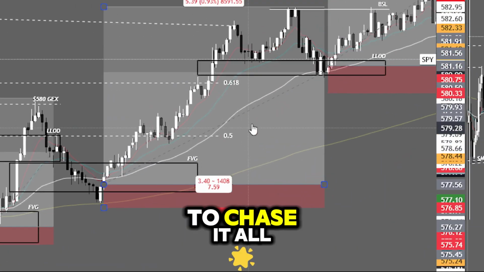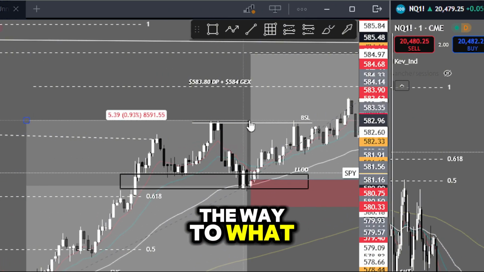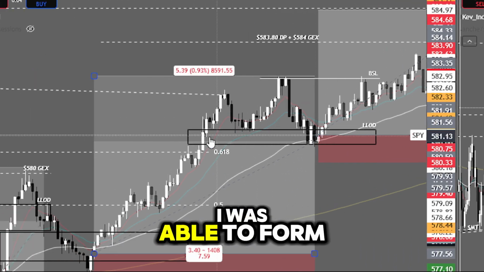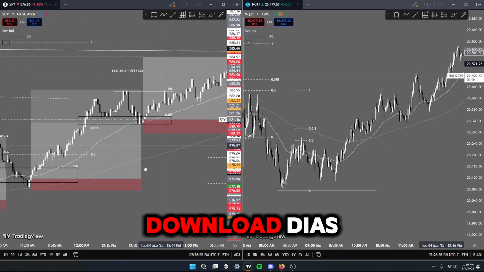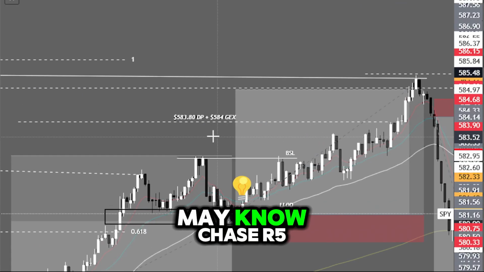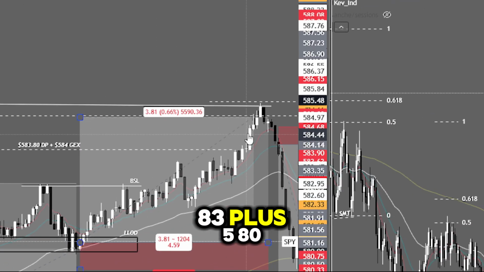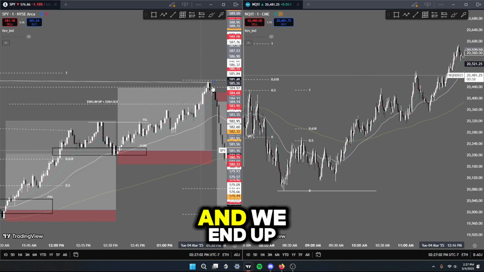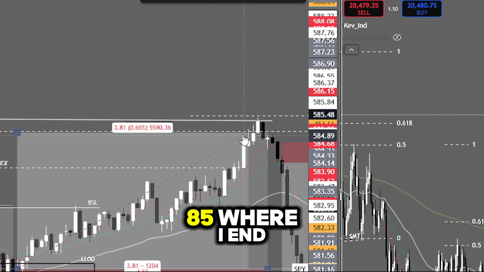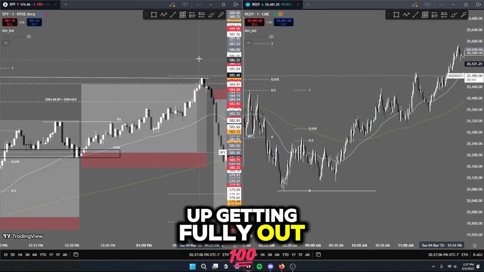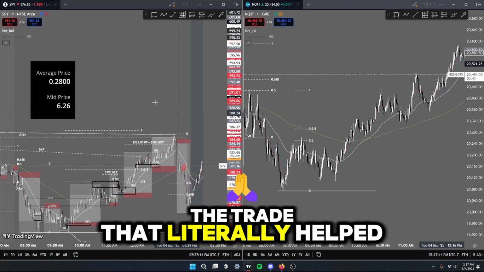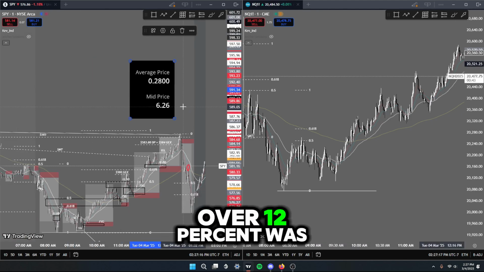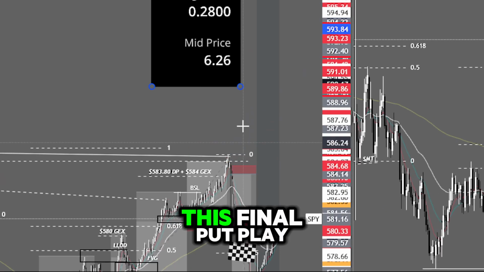and we were able to chase it all the way to what? Our buy-side liquidity, where I was able to form my LOD, re-enter off of the LOD, as some of you may know, chase our 583 plus 584 GEX, and we end up coming up to a 585 where I end up getting fully out.